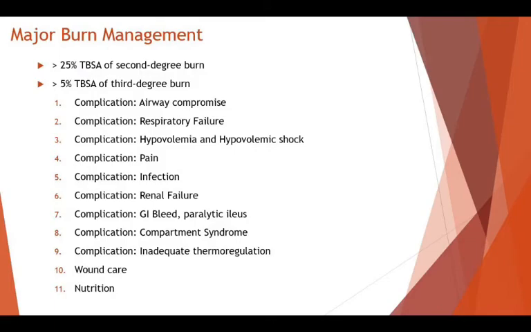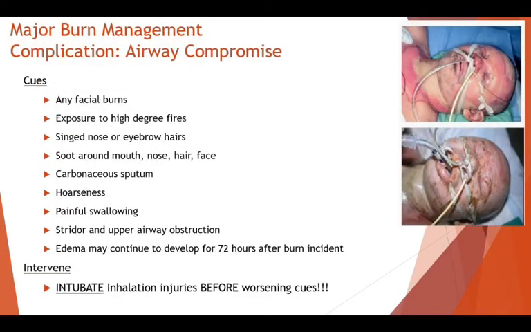So for a major burn at a major burn center, what I'm going to point out to you are the complications, how we recognize them, and what we're doing to either prevent them or treat them. Airway compromise is any facial burn. It doesn't matter if it's first degree, second degree, third degree, any facial burns, any exposure, which means that you are actually breathing in the high degrees of fires without protection, any singed nose or eyebrow hairs, soot around the mouth, nose, hair, face, coughing up dark sputum, hoarseness, painful swallowing. All those things are cues that your airway has been burned.